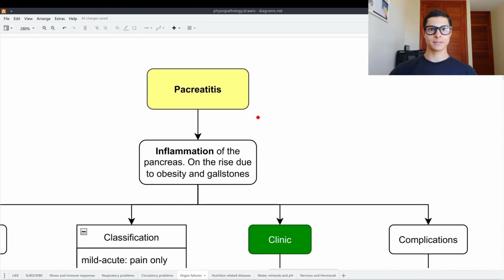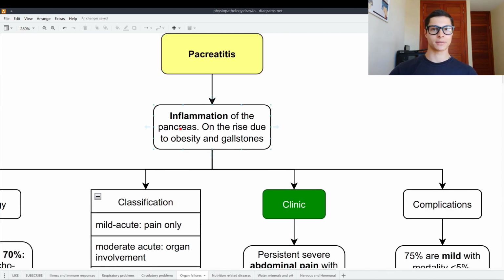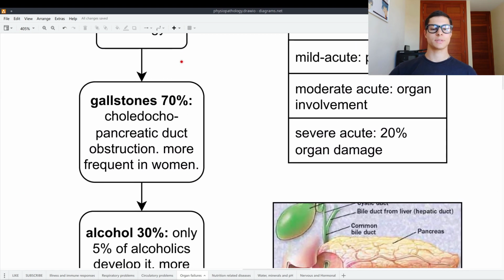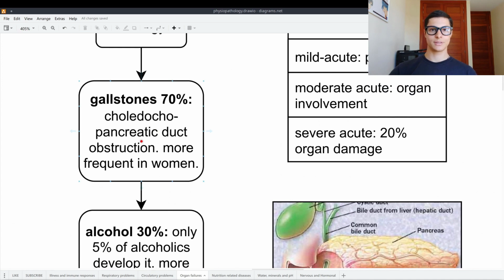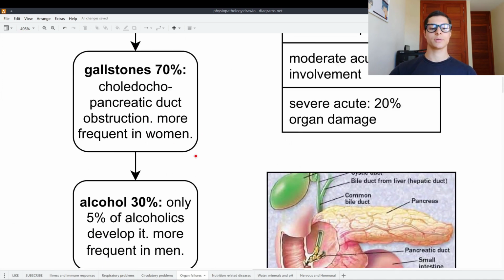And now let's take a look at pancreatitis. So it is an inflammation of the pancreas. Itis means inflammation. It is on the rise due to obesity and gallstones. The etiology, 70% of it comes from gallstones. It is an obstruction of the choledochopancreatic duct, and it is more frequent in women.